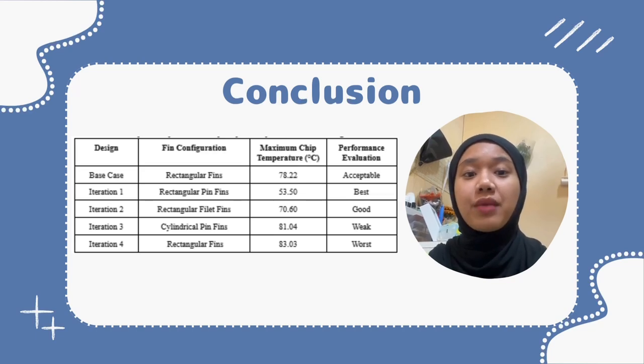Iteration 1 is recommended as the final design due to its lowest maximum chip temperature of 53.50 degrees Celsius, ensuring a safe operational margin. It features a rectangular fillet fin design that enhances airflow and supports stable convection, leading to uniform temperature distribution across the fins. Thus, effective passive cooling hinges on optimal fin geometry rather than material volume, validating the synergy of theoretical analysis and simulations for heat sink design optimization.